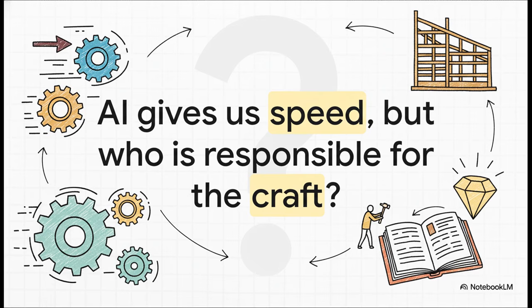So that really brings us to the big takeaway here. Tools like Cursor offer us this incredible speed and leverage, things we've never had before. But what this research clearly shows is that speed without discipline, well, it just creates complexity and chaos. And it leaves us with a really important question for all of us building software. The AI can give us speed, but who is responsible for the craft?